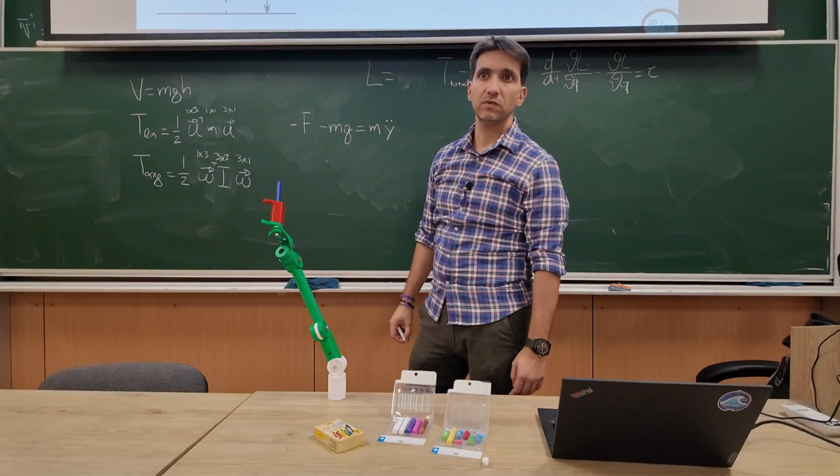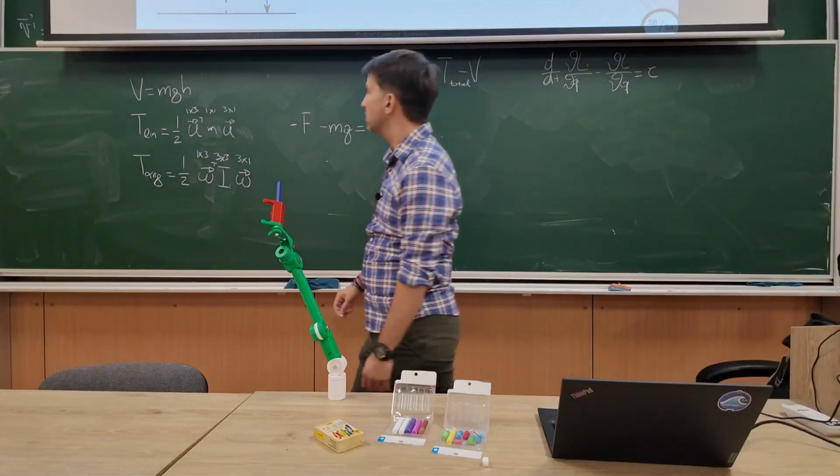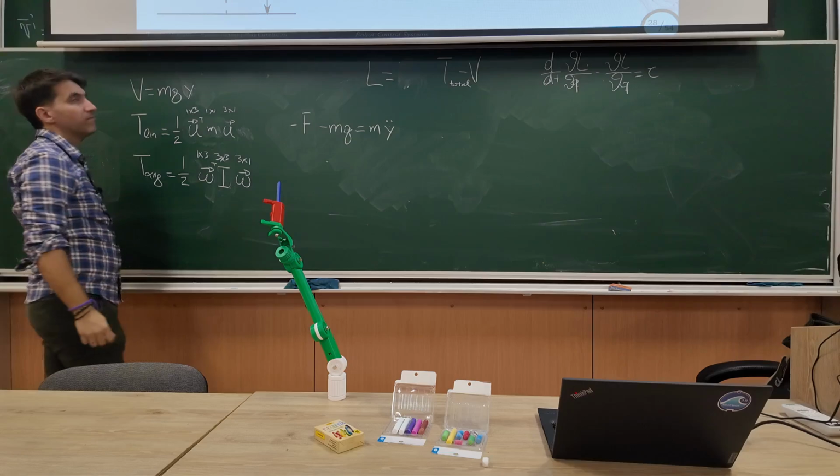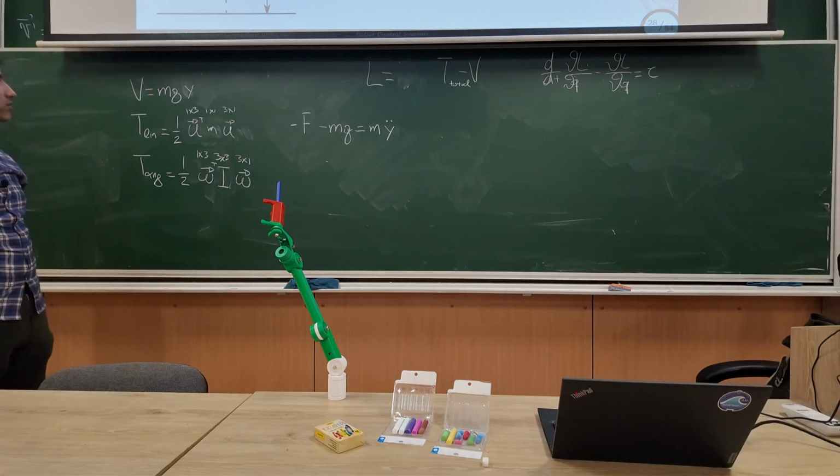Mass times g times h. So for this one, it would be basically m g y, just to keep the same coordinate. Linear kinetic energy.